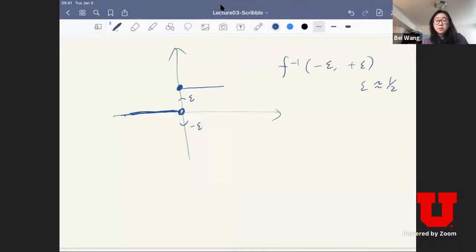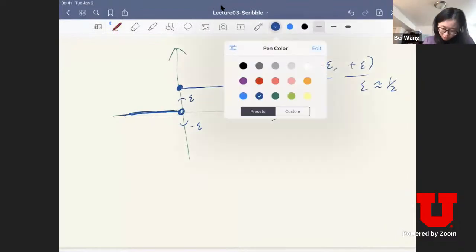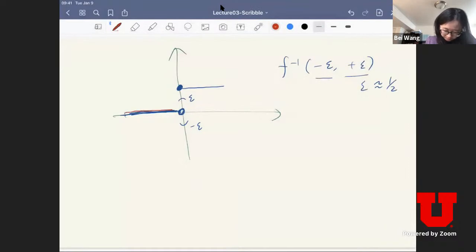What is this? This is saying, what is the domain range that gives me function values between minus epsilon and plus epsilon? The only one given to me is the one that gives me 0, because that's what falls in between. And if I'm going to picture it in red, that gives me everybody that is here.